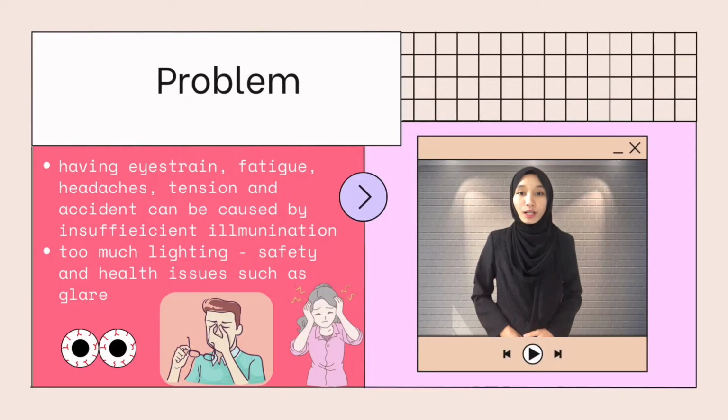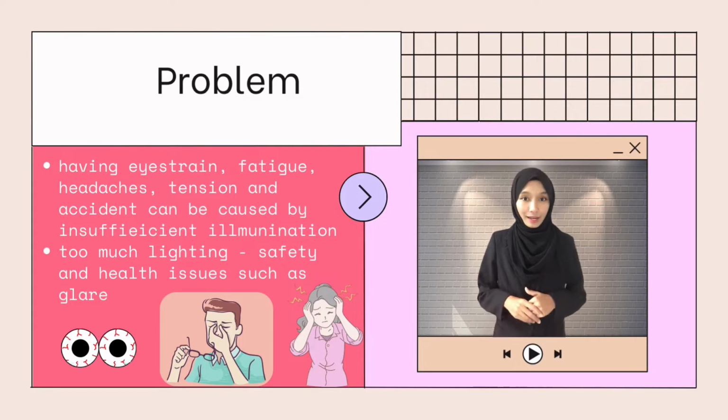Next, I'm going to talk about the problem. If we choose the wrong lighting, it can affect employees in the workplace. For example, with poor lighting, people suffer eye strain, fatigue, headache, tension, and accidents. An example I can give is sewing, where there are incidents such as sewing mistakes due to poor lighting. Meanwhile, safety and health issues such as glare can happen if you use too much lighting. The worker will feel disturbed when the light is too glaring because it obstructs the employee's view of the job.